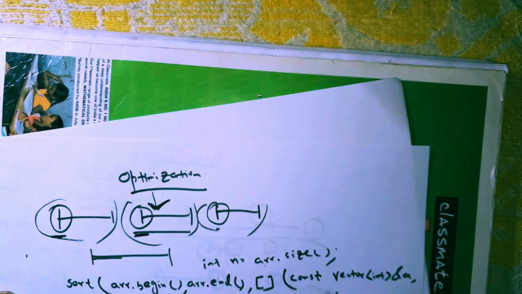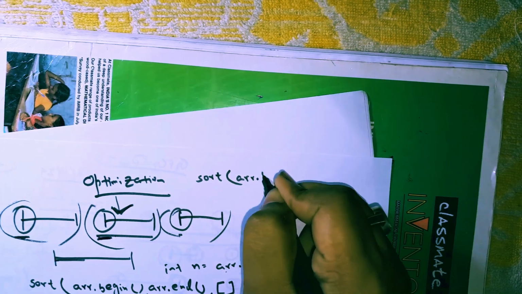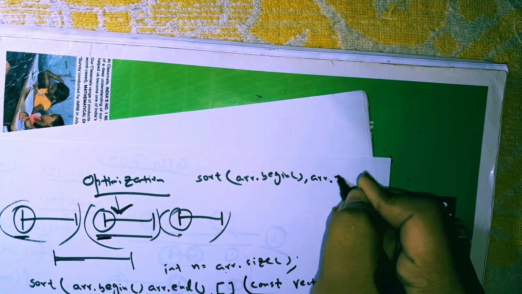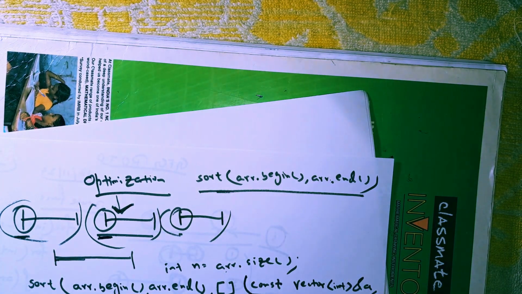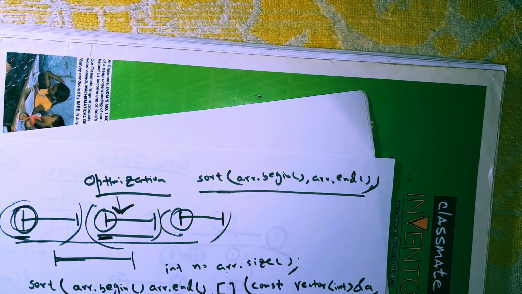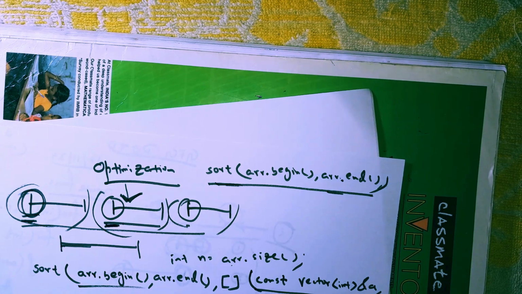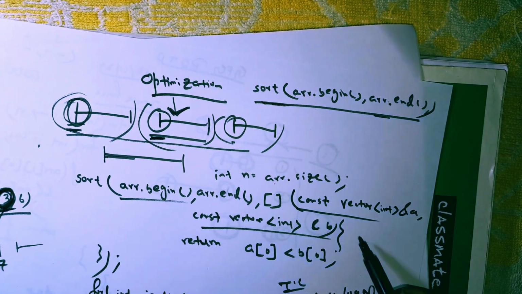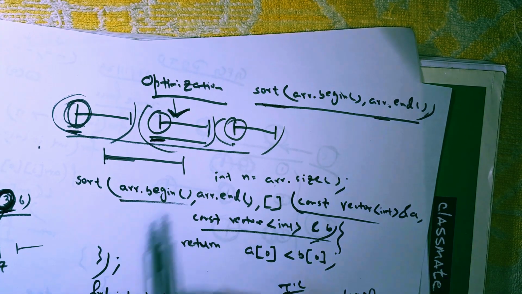And one thing you have to remember, instead of writing this comparator, you can also write sort of array.begin, array.end. Why? Because this sort function will sort the array according to the starting index only. This sorting is by default. Okay, by default it will sort by the starting index only. And suppose whenever you have to sort according to the ending index, then you have to use the comparator, because by default it will sort according to the starting index.